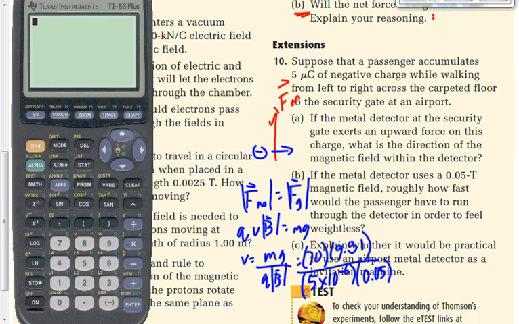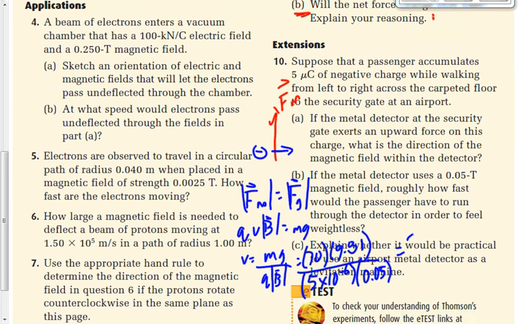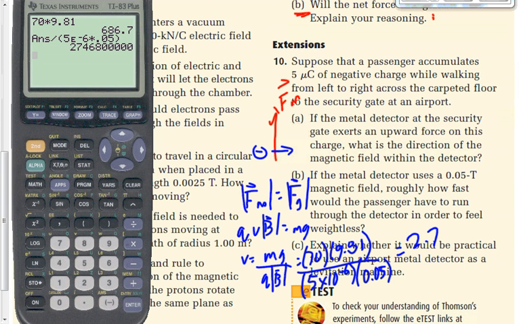We've got 70 times 9.81, divided by 5 times 10 to the minus 6 times 0.05. How fast do you have to run? 2.8, 2.7. Well, I would have to run, I don't know about you, you'd be a little bit different, but I'd have to run 2.7 times 10 to the 9 meters per second.